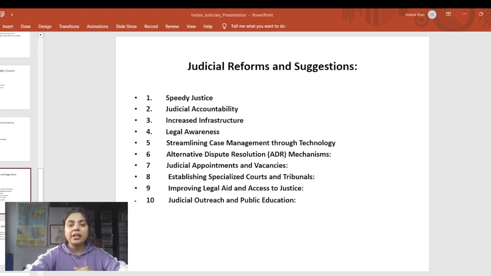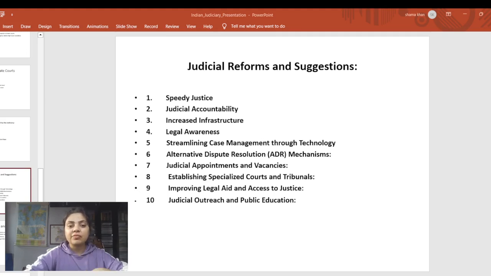The second point is judicial accountability. We have to reform the Collegium system in order to enhance transparency in judicial appointment. This has for a very long time been a sore point, where the judiciary is being opaque and the government is also not in coherence with the judiciary. So we need to introduce a judicial performance evaluation mechanism to tackle this issue.